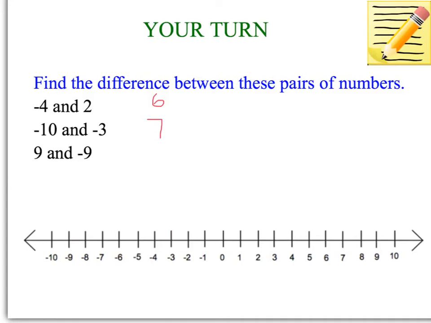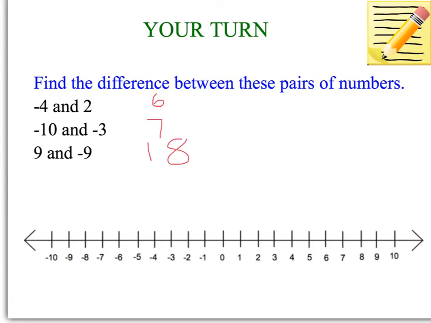Right, but what about 9 and negative 9? What do you think? So let's have a go at that. So we've got 9 till we get to 0, then we've got to add another 9 on. So some of you have already got the answer by now. So we go 1, 2, 3, up to 18, of course. So the difference between 9 and negative 9 is 18. Alright, that should be pretty self-explanatory.